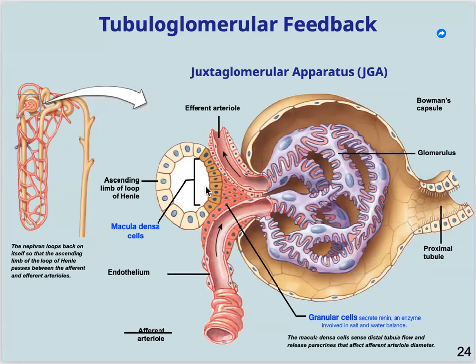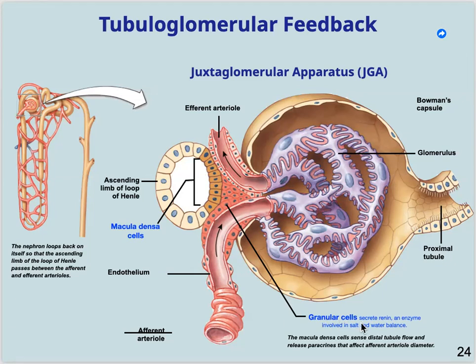So each JGA consists of these specialized cells. We have macula densa cells. These are modified tubule epithelial cells of the thick ascending limb loop of Henle, which makes contact with the arteriole of the glomerulus from which it arose. And these cells are capable of detecting the sodium and chloride that pass through the lumen in this filtrate.